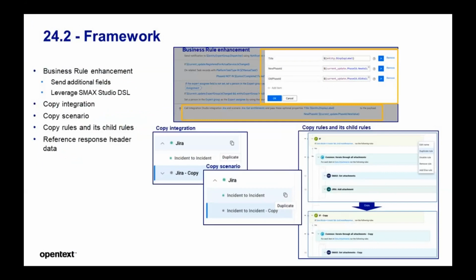And we'll just review a few of the other changes. So one new feature, of course: you can access and send additional fields using a business rule to the integration engine. Before, you were not able to send and pass fields, now you will be able to. There's a number of scenarios where you can copy integrations, copy scenarios, copy rules and child rules. And as we've mentioned before, there's the ability to reference response header data now.